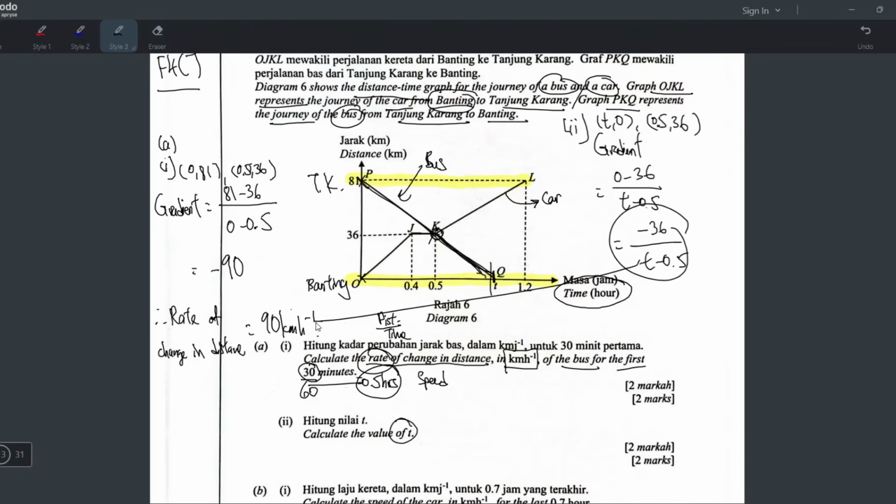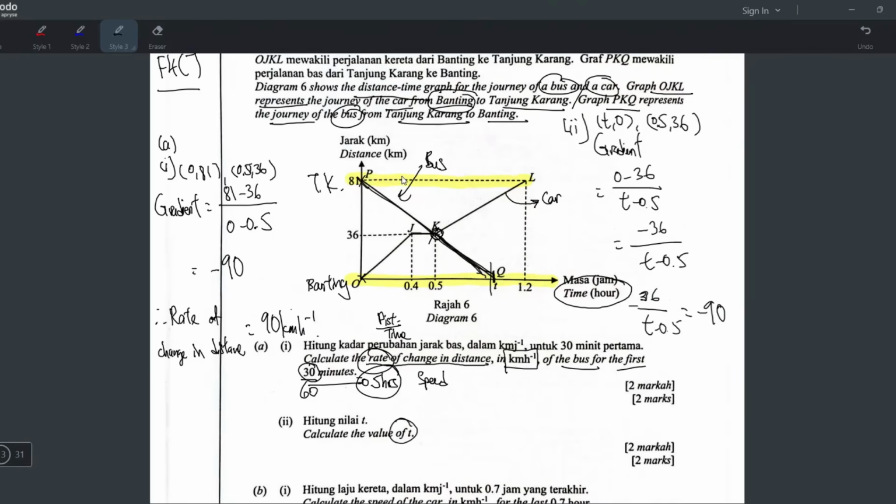If you make this equal to 90, it's wrong. You have to make this equal to negative 90. Yeah, the gradient for this line will be negative also because it's going down. So what you have to do? Negative 36 over T minus 0.5 directly equals to negative 90. And the reason you can do that is because these two lines have the same gradient.